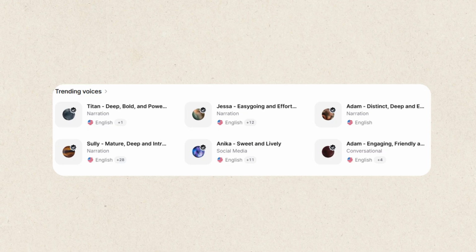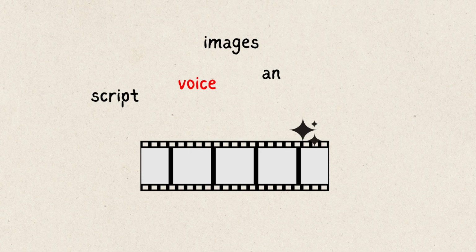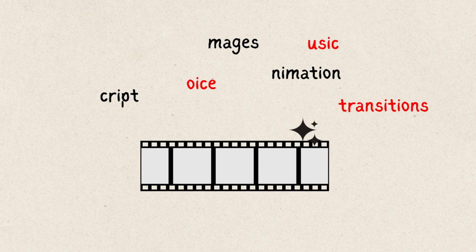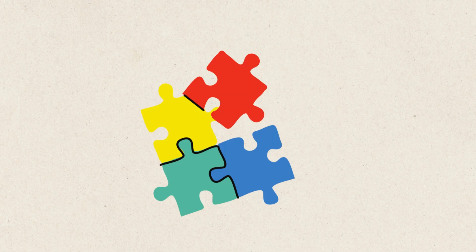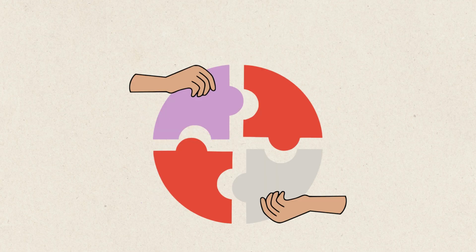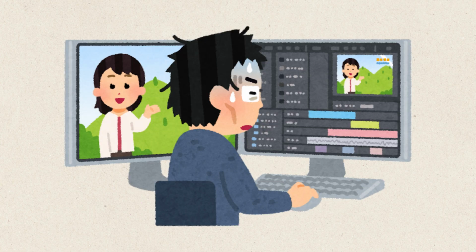The next step is putting everything together into a video. AI video tools can combine your script, images, voice, animations, music, and transitions into one complete presentation. Think of it like building a puzzle. Each piece is important on its own, but when all the pieces fit together, they create something beautiful that everyone can enjoy.